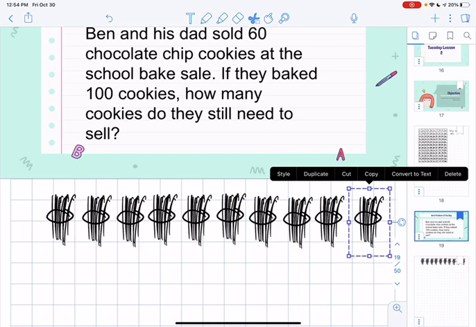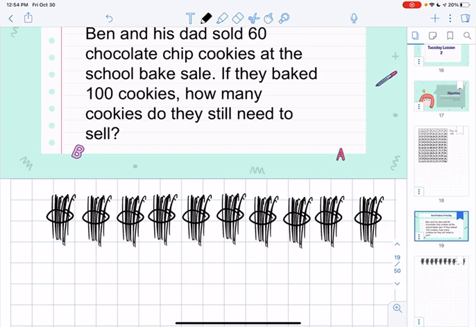So Ben and his dad sold 60 chocolate chip cookies at the bake sale, but they need to sell all of them, right? They need to sell every cookie. So how can we tell how many cookies they still need to sell?